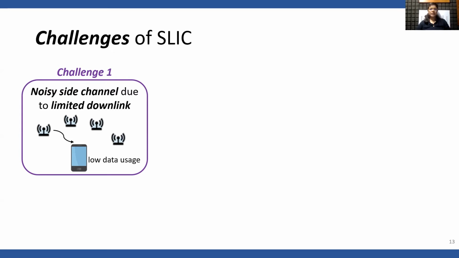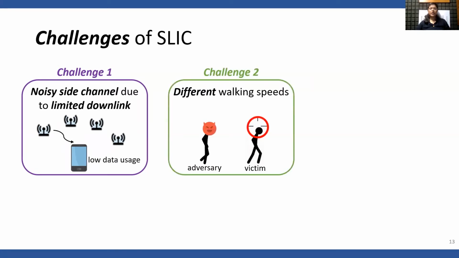For example, the labeled record may have 4 activated secondary cells, but the victim record may have only 1 due to low data usage, thereby making the side channel noisy. The second challenge is different walking speeds of the adversary and the victim. It's possible that the walking speed of the adversary in the reconnaissance phase is different from the walking speed of the victim in the attack phase. This can cause two different measurements on the same path, due to which direct comparison may not work.